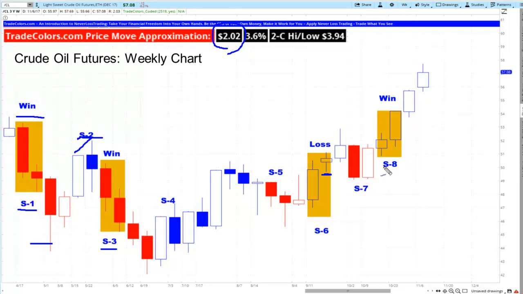But then on situation 8, again a winning trade, clear-cut entry with clear-cut exit. So when you count these up, the winners and the losers, what you see here on the chart is 3 winners and 1 loser. That is a 75% attainment rate.